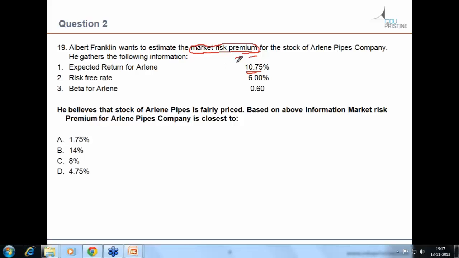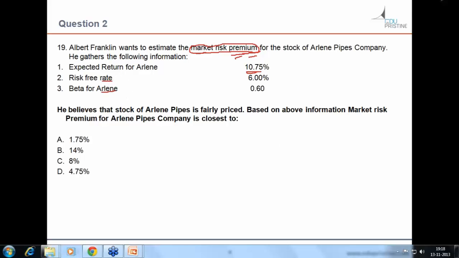It told you n number of values, and at the end of the question, they tell you that you have to calculate the information ratio. Here, initially, they tell you that he wants to estimate the market risk premium for the stock of Allen's Pipes Company. He gathers the following information: the expected return for Allen, the risk-free rate, beta Allen.